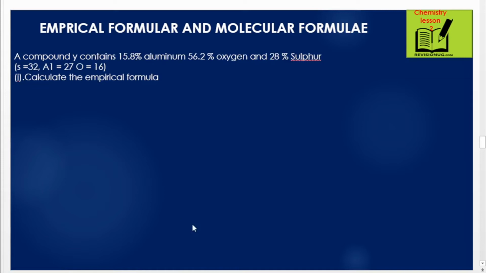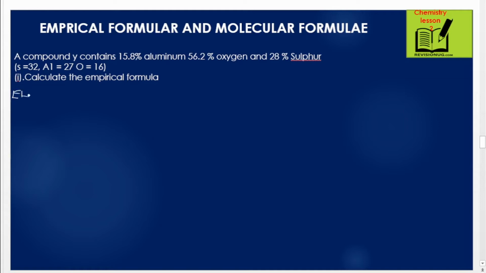Okay, now let us get another example here, example 3. What is this example having for us? It says a compound Y contains 15.8% aluminium, 56.2% oxygen, 28% sulfur. Find the empirical formula. Let us get started.